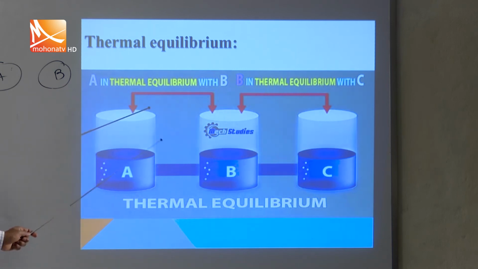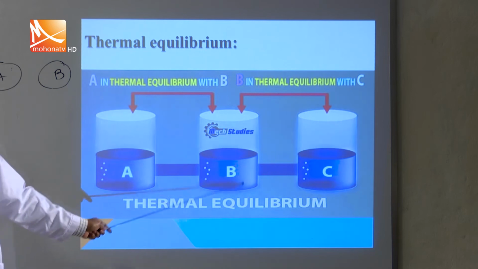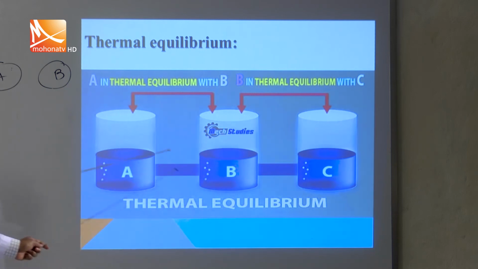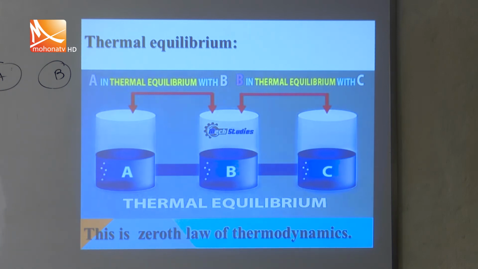I repeat it, if A and C are in thermal equilibrium with B, that means A and C are also mutually in thermal equilibrium. So, this is known as the zeroth law of thermodynamics.